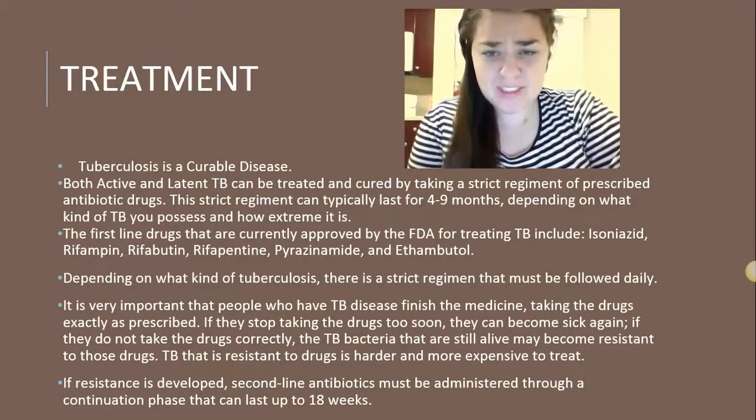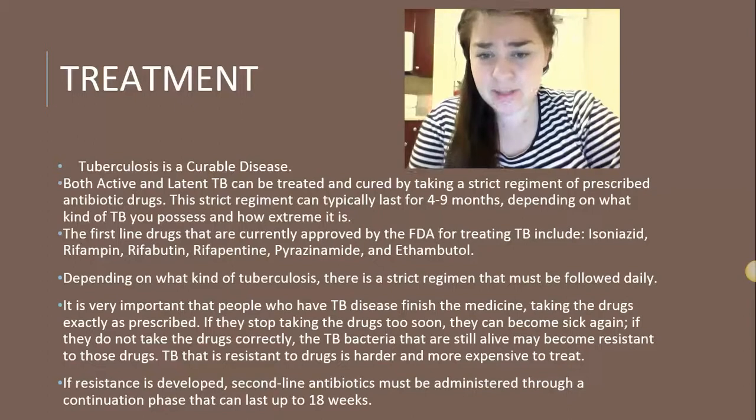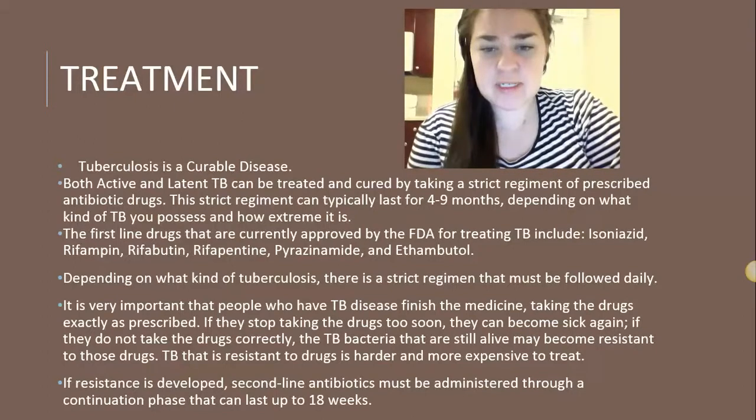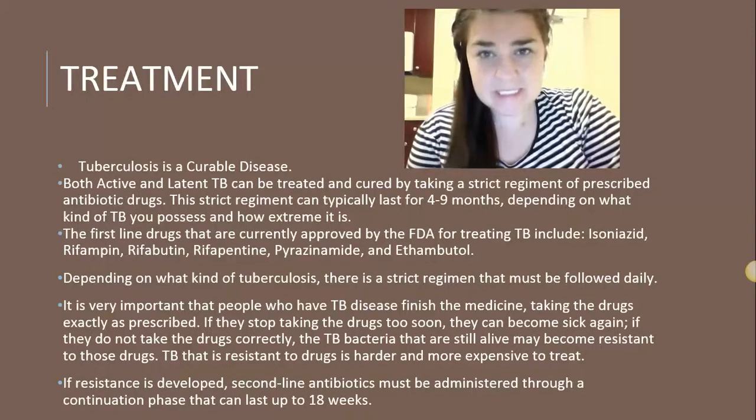If they stop taking the drugs too soon, they can become sick again. If they do not take the drugs correctly, the tuberculosis bacteria that are still alive may become resistant to those drugs. And tuberculosis that is resistant to drugs is a much harder and more expensive thing to treat. If resistance is developed, second-line antibiotics must be administered through a continuation phase that can last up to 18 weeks.